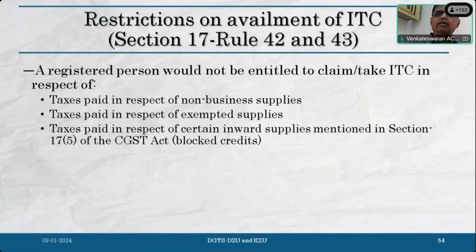Then another important section is Section 17. In Section 17, we can go from 17(1) up to 17(5). 17(1) says about the common credit. So if you are having a common credit which is required for business and non-business, or for exempted and taxable supply, you are liable to reverse proportionate credit as per the provisions of Rules 42 and 43.